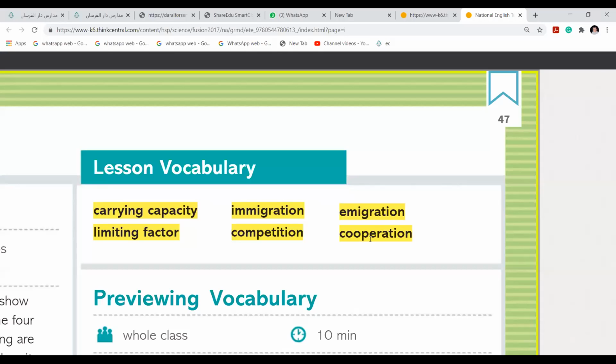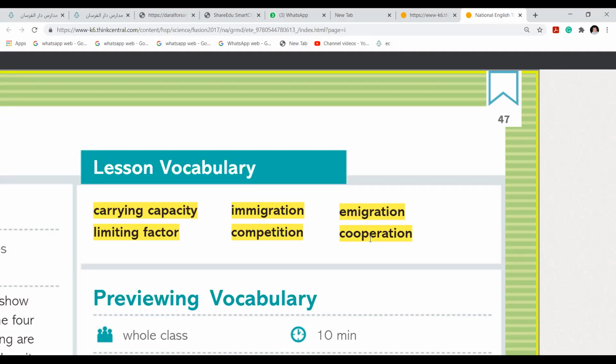Lesson 3 is about carrying capacity, immigration. The words immigration and emigration you need to know. Emigration is when they are leaving to some other country, and immigration is when they are coming into some country. For example, I am leaving, so I'm saying I'm emigrating. And when you are going into that country, you are saying I'm immigrating.